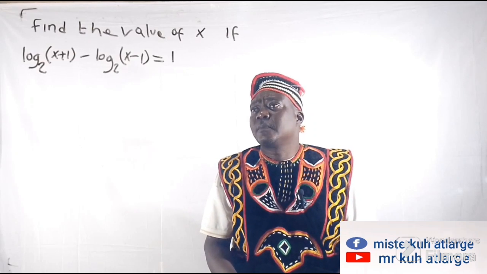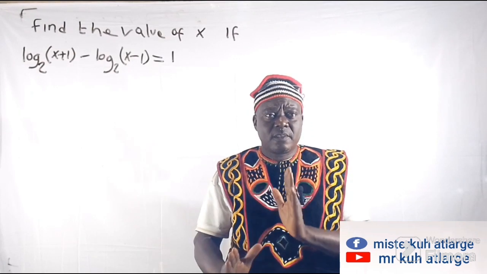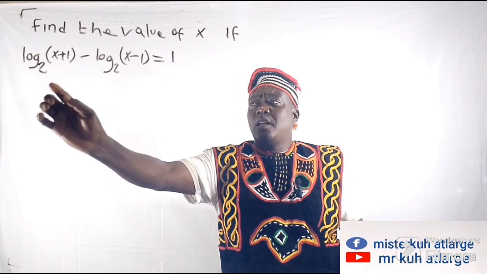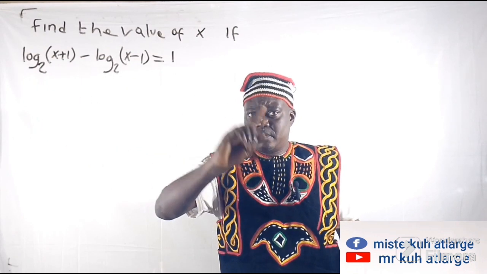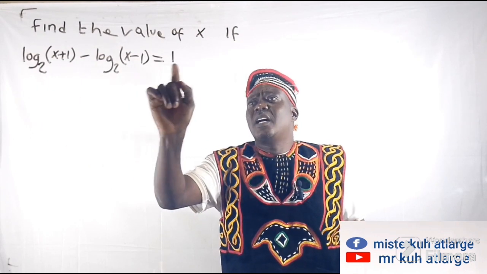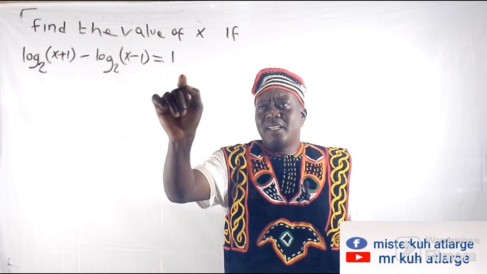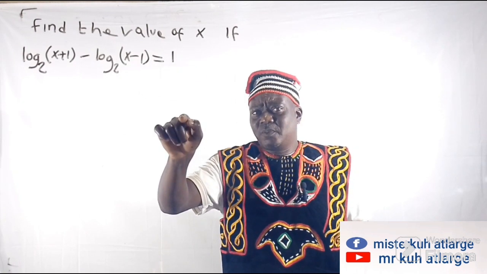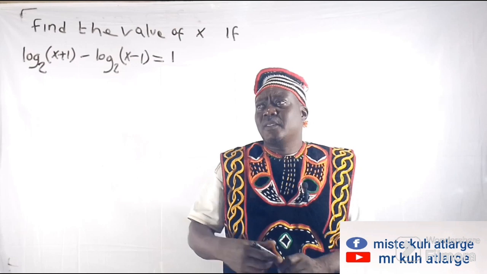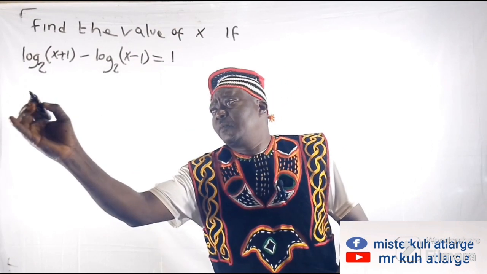Solve this problem. But before you solve, you observe first. Here you have log to base 2, log to base 2, and here 1. So you also make here 2 to have log to base 2 without changing the problem. So see what you will do.